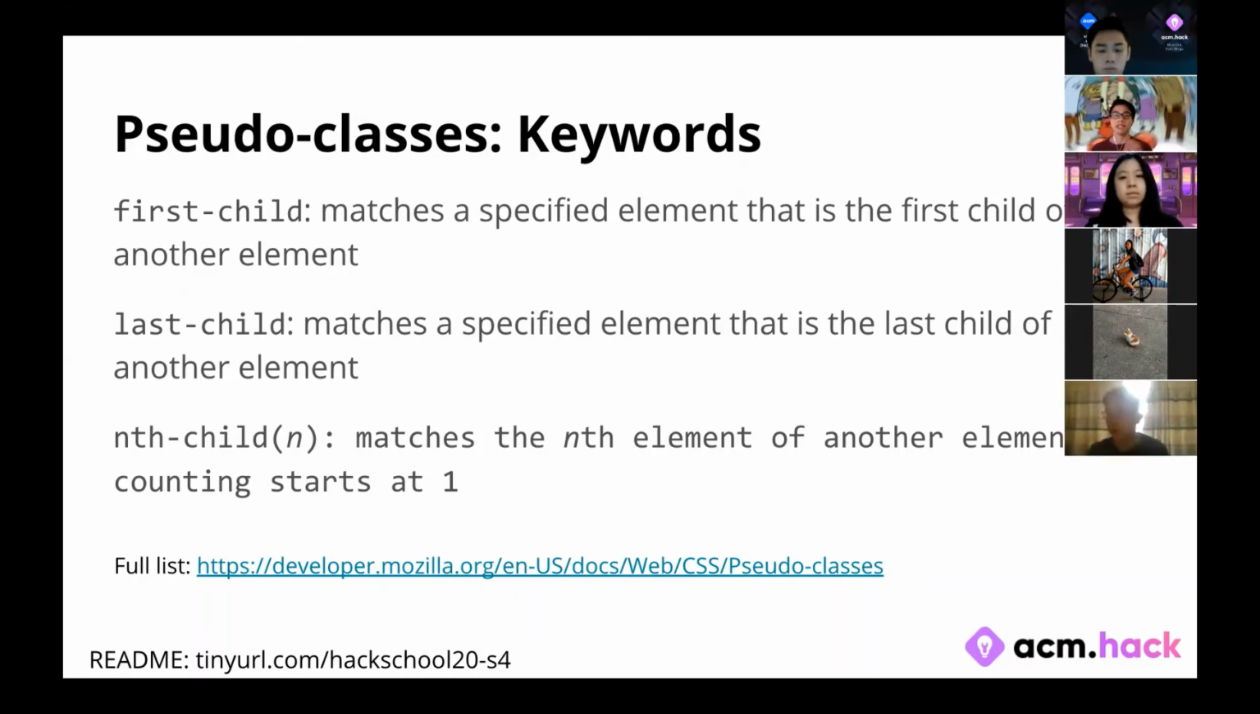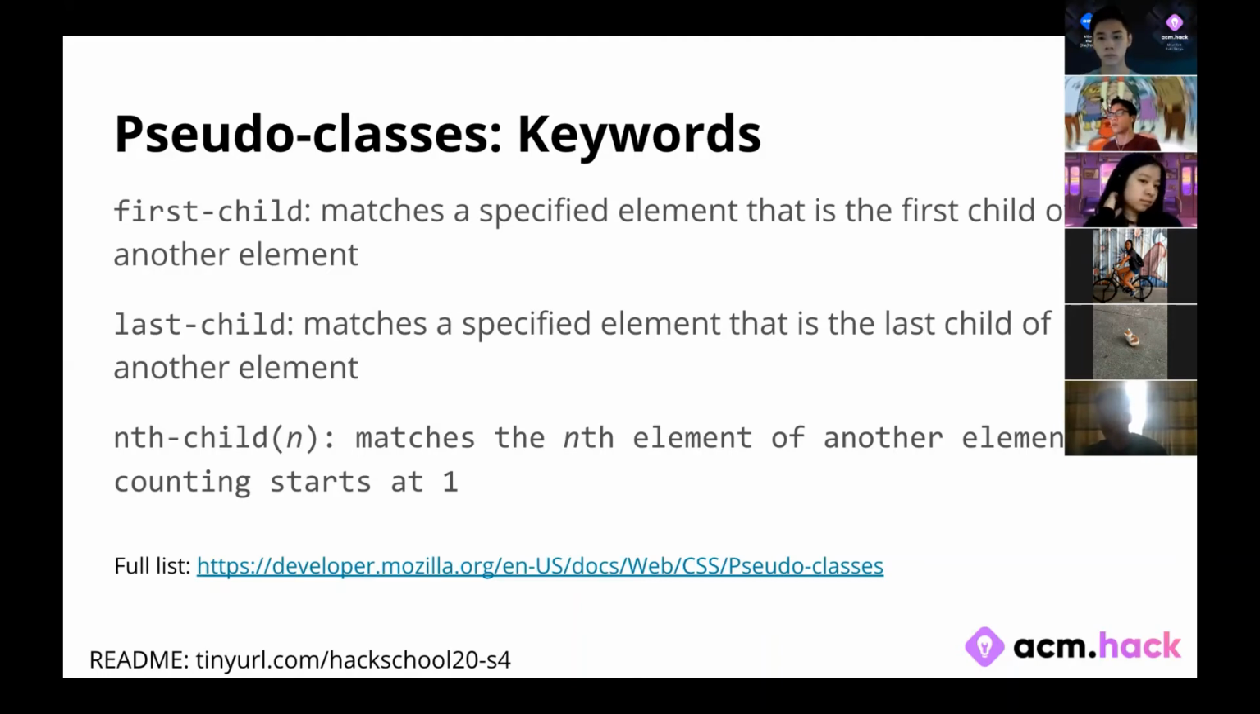Similarly, for the last child, if you want the last p tag to take something, you would do p colon last-child. And then finally, if you don't want the first or last, but you want something in between, or you just want more flexibility when it comes to styling, you would use nth-child. Inside the parentheses would be n, which is the number or position of that element within the parent element. So for the third p tag, you would say nth-child(3), because it starts at 1.